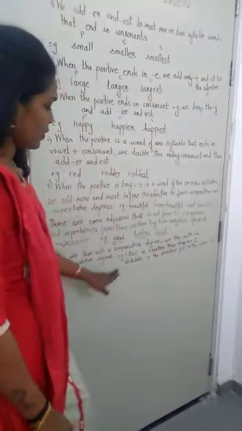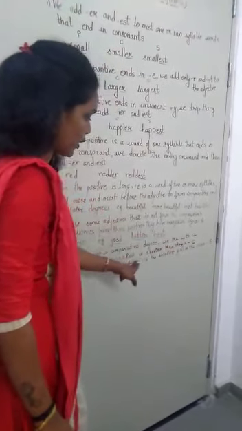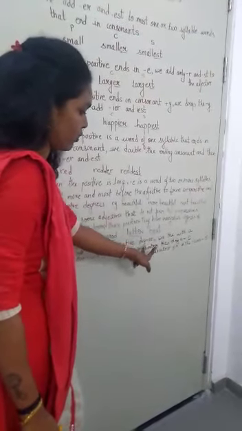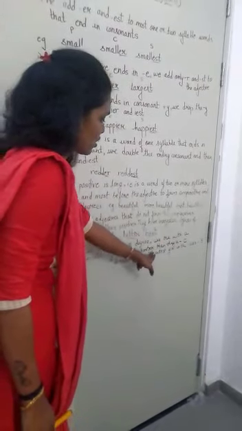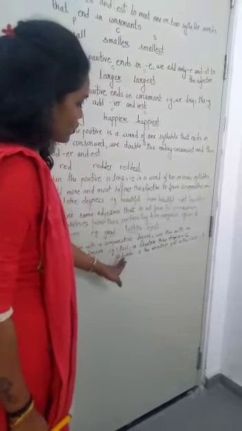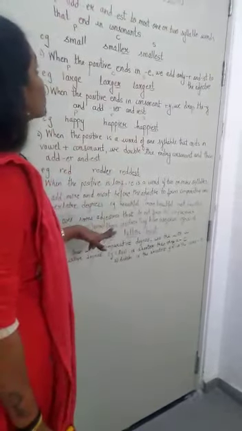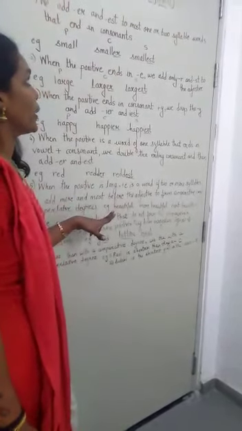Let's see an example. Ravi is shorter than Arya. This is comparative degree. We are using than when we want to compare between Ravi and Arya. Second, Sakshi is the shortest girl in the class. It is superlative degree. So here we are adding the. So these are the rules to be followed to form a superlative and a comparative degree.